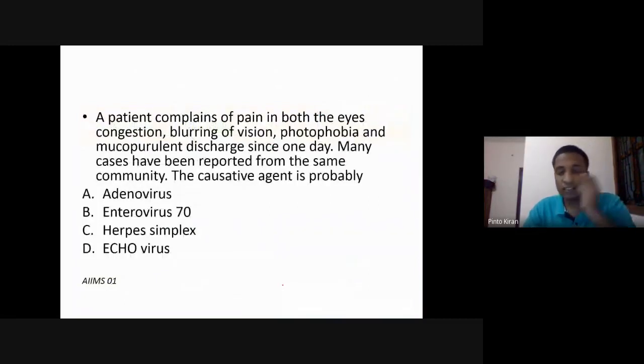A patient, this was asked in 2001 AIIMS. A patient complained of pain in both the eyes, congestion, blurring of vision, photophobia, and mucopurulent discharge since one day. Many cases have been reported from the same community. The causative agent is probably, okay, since one day. Very simple. So the options here are adenovirus, enterovirus, herpes simplex, and echovirus. I told you, right? The most common cause is adenovirus. Very simple. Close your eye. Just remember that adenovirus is the causative agent.